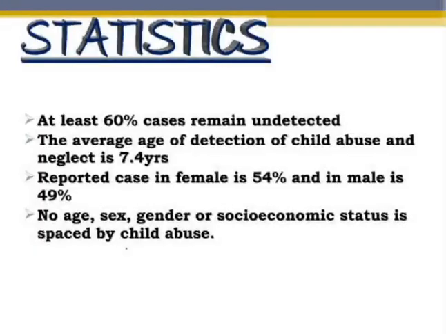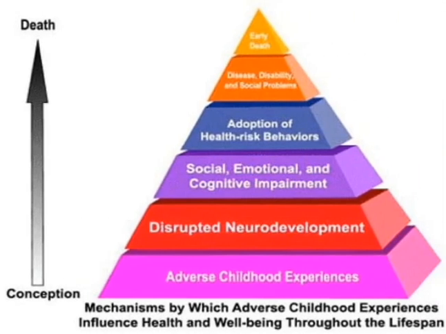Statistics say at least 60% of cases remain undetected. The average age of detection of child abuse and neglect is 7.4 years, which is the least. The reported cases in females are 54% and in males 49%. No age, sex, gender or socio-economic status is spared by child abuse. The mechanism by which adverse childhood experiences influence health and well-being throughout the lifespan is: adverse childhood experience, disrupted neurodevelopment, social, economic, emotional and cognitive impairment, adoption of health risk behaviors, disease, disability and social problems, and early death.